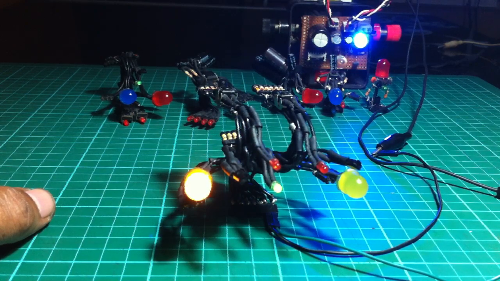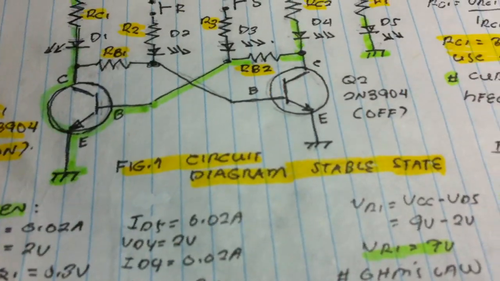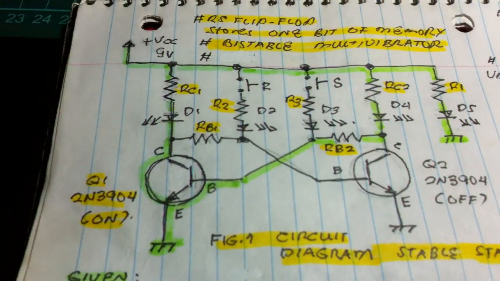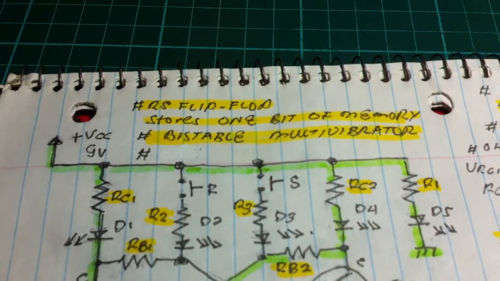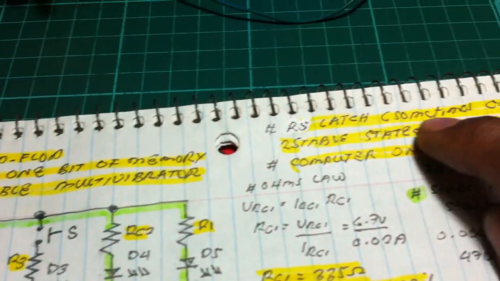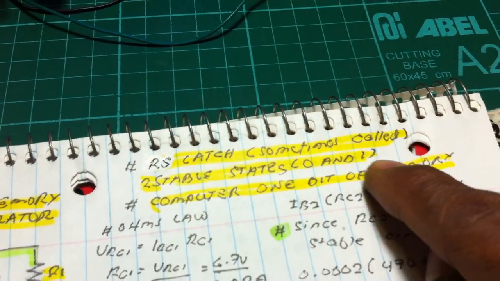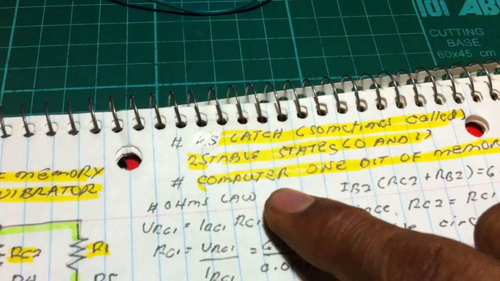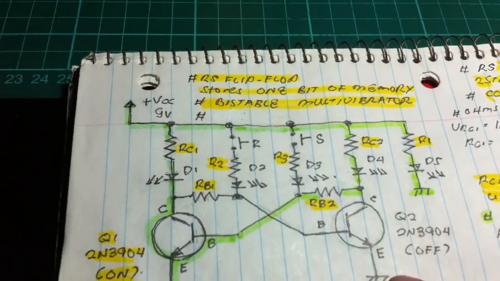So let us now see what is the design of the circuit by looking at our circuit diagram here. This is now the simple Bistable Multivibrator, sometimes called RS flip-flop, that stores 1 bit of memory. Bistable Multivibrator, RS latch, it holds 2 states, either 0 or 1, and it is a computer 1 bit of memory, or 1 bit computer. And this is the circuit diagram.